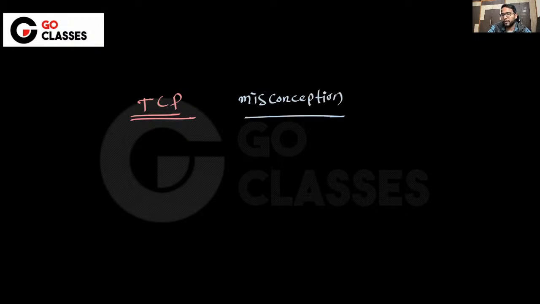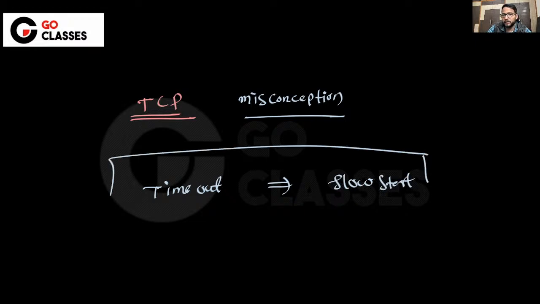I have told everything in TCP, right? Whatever is required for TCP: what is congestion control, what is flow control, what are the misconceptions, especially the misconceptions, what you need to know, what you don't need to know. Do not remember any implementation. Just remember that on timeout, go to slow start. That's the only thing you need to remember in congestion control.